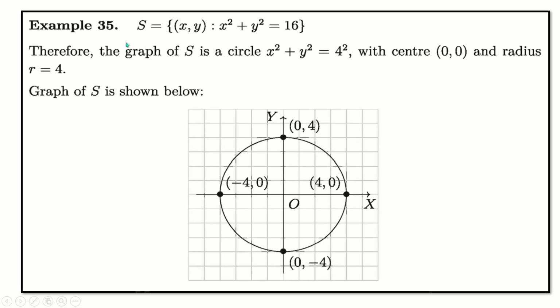Now follow example 35. S is equal to xy such that x square plus y square is equal to 16. Therefore, the graph of S is a circle x square plus y square is equal to 4 square with center 0, 0 and radius r is equal to 4. The graph of S is shown below. Here we put 0, 4; 0, minus 4; 4, 0; minus 4, 0, and radius will be 4. Okay, and the graph will be like this.